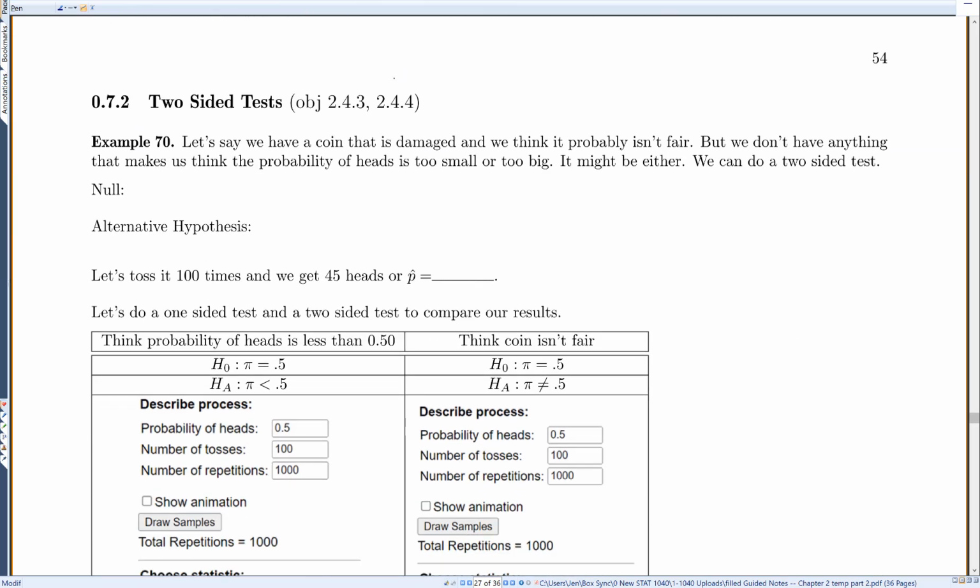Now, this is very important. Okay, so this is a two-sided test. So far, we've only been teaching how to do one-sided tests, and we just didn't tell you there was another option. Okay, but this other option is very common. You'll see it all the time in research.